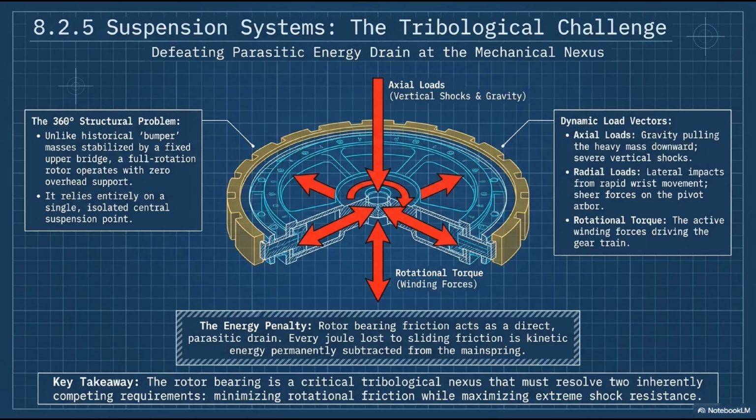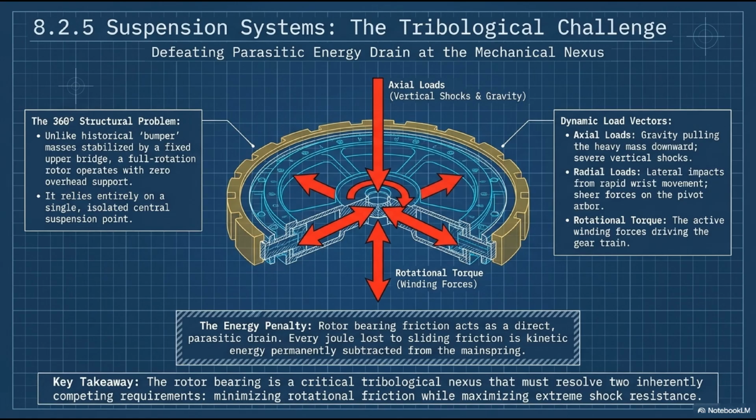Now we face a terrifying engineering problem: suspending that massive weight. This is the tribological challenge, defeating parasitic energy drain at the mechanical nexus. Look at the 360-degree structural problem on the left. Unlike historical bumper masses that were safely stabilized by a fixed upper bridge, a full-rotation modern rotor operates with zero overhead support. It relies entirely on a single, isolated central suspension point to hold it in place.